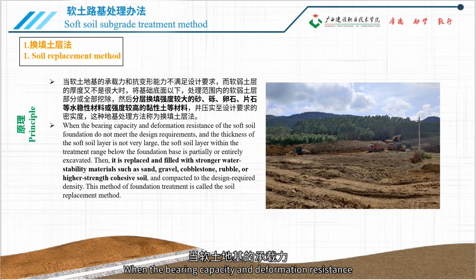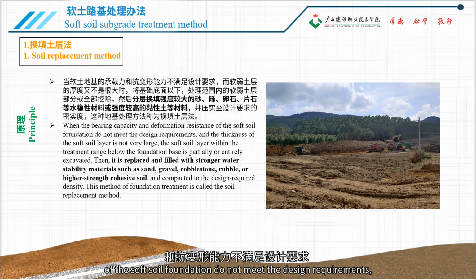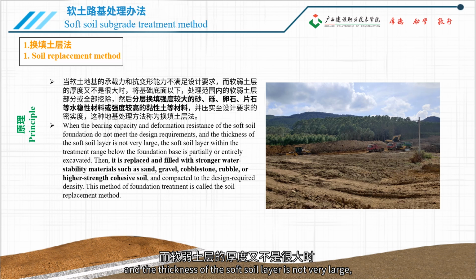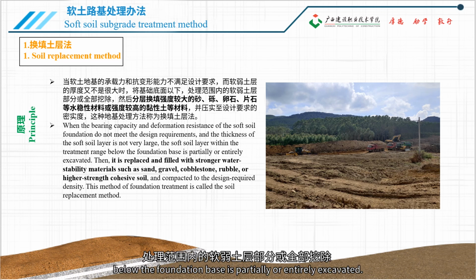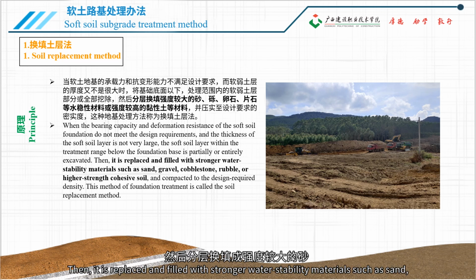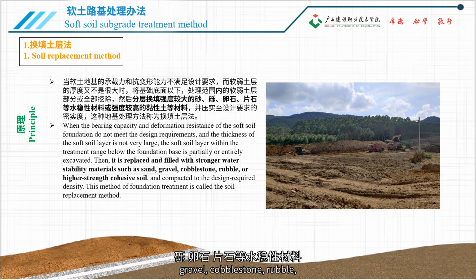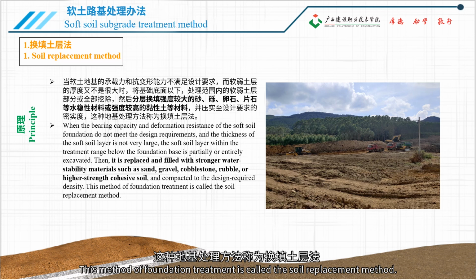When the bearing capacity and deformation resistance of the soft soil foundation do not meet the design requirements, and the thickness of the soft soil layer is not very large, the soft soil layer within the treatment range below the foundation base is partially or entirely excavated. Then, it is replaced and filled with stronger water stability materials such as sand, gravel, cobblestone, rubble, or high-strength cohesive soil, and compacted to the design-required density. This method of foundation treatment is called the soil replacement method.